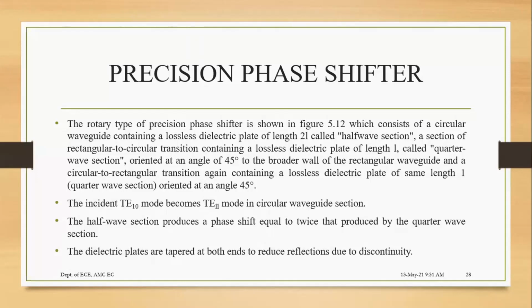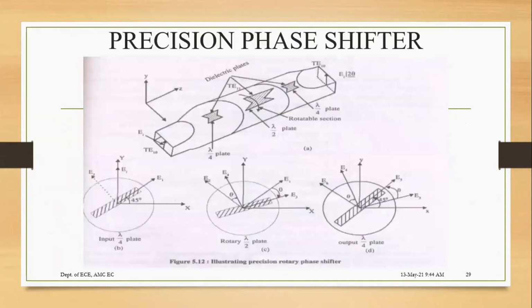Half wave section will produce a phase shift equal to twice that produced in the quarter wave, which means you know that quarter wave is nothing but lambda by 4. Twice of that is your half wave section, because lambda by 4 plus lambda by 4 is 2 lambda by 4. So the 4 will get cancelled, and you'll get lambda by 2. So the half wave section will produce a phase shift equal to twice that produced by the quarter wave section. That's the meaning of the line. The dielectric plates, again, have both ends tapered, mainly because you have to reduce the reflections.